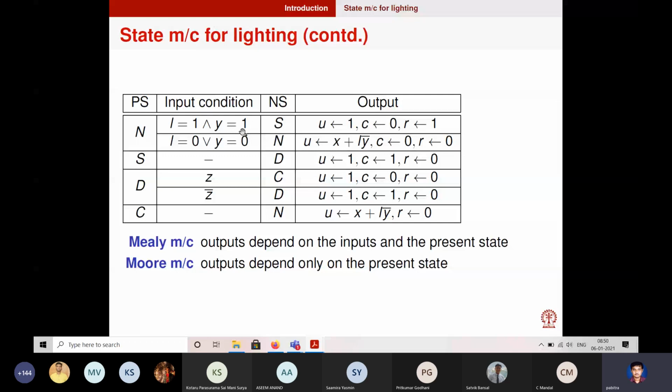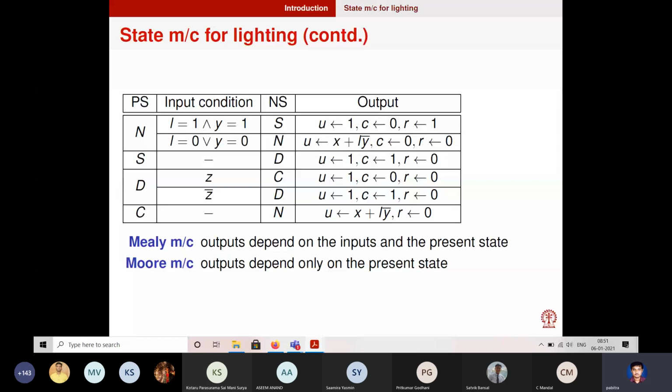Okay, and if the input signal is 0, or L equals 0 or Y equals 0, then it will continue to stay in the normal state. No change will happen. So if the previous state is N, the new state will also be N. You can say that PS is the present state, NS is the next state.